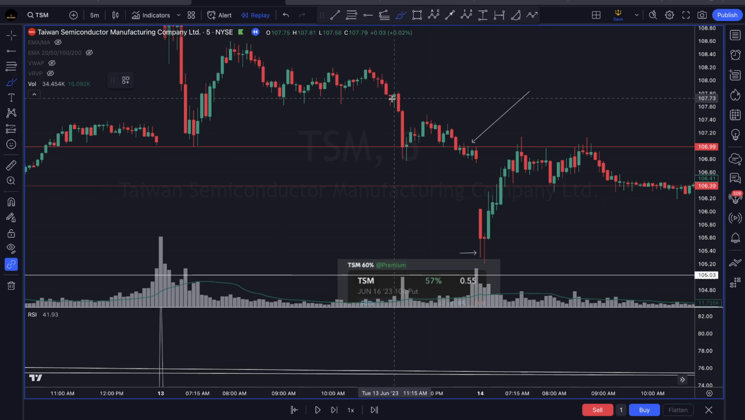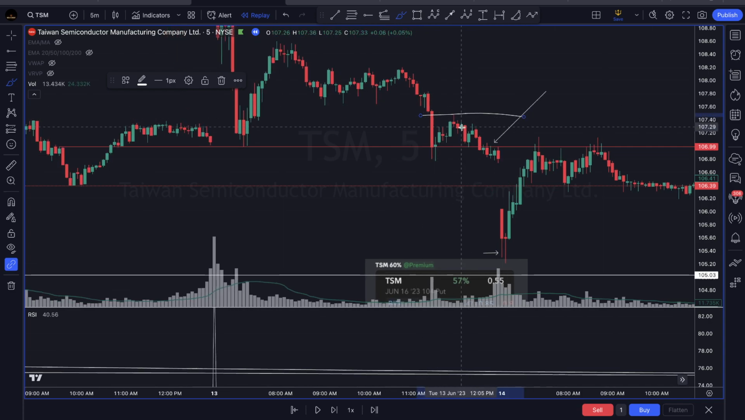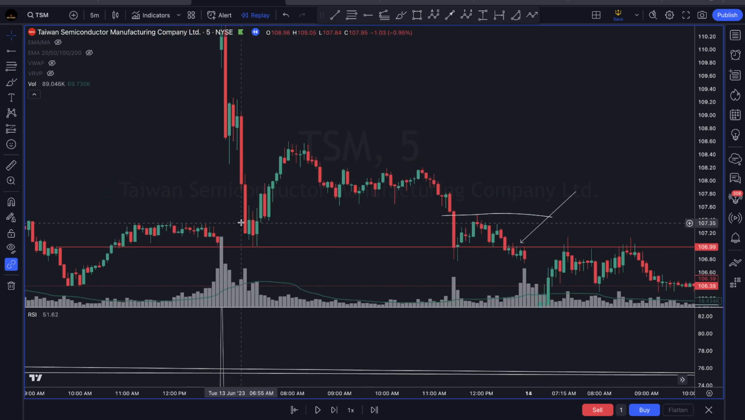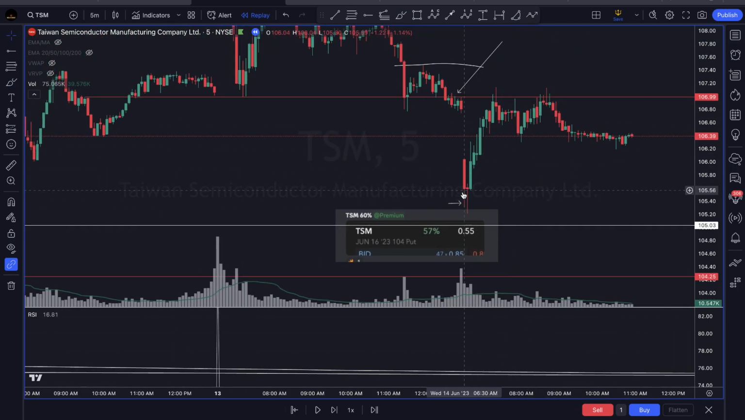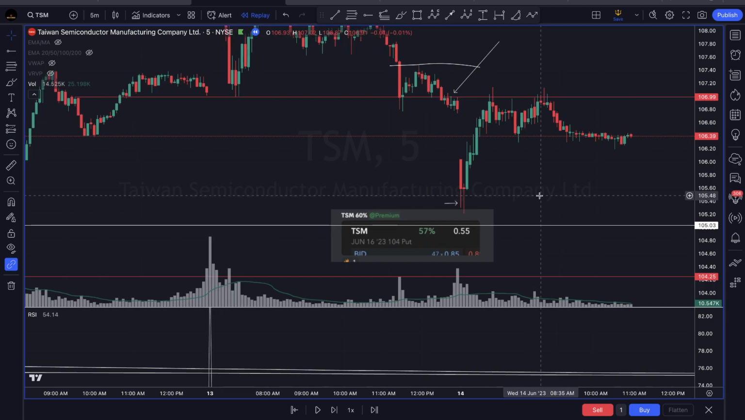My stop loss was pretty clear on this one. If the candle closes above this prior high, then I was going to get stopped out of the trade, because price had been making lower highs, lower lows. If it starts making new highs, something like this, higher lows, higher highs, then I'll be out of the trade. But clearly that did not happen, and then we banked 60% on our overnight swing on TSM.